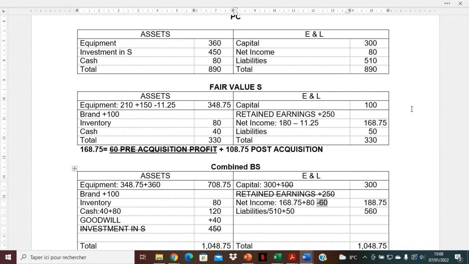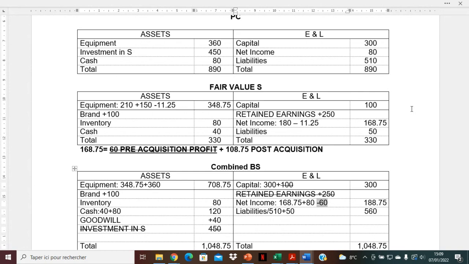For example, I could do minus 60 in net income of the subsidiary every year. I could do this. Is that the correct solution? Taking the 60 out of net income every year? Is that what I should do? Any ideas? No ideas?